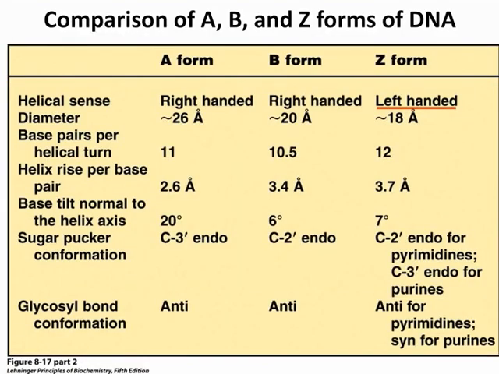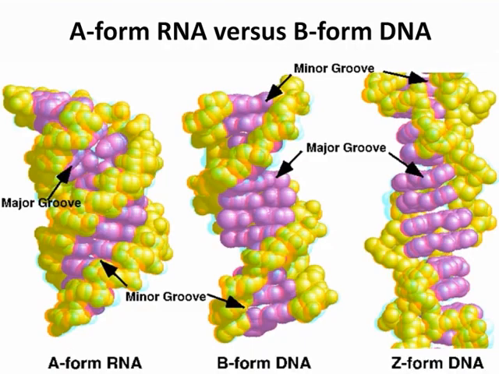This is just a table comparing the 3 forms of DNA. It's also your learning objective 5, so memorize this table. He can really ask anything about it. For example, A form is a right-handed helix with 11 base pairs per turn and 2.6 angstroms between base pairs. So this is still going off learning objective 5, comparing RNA forms and DNA forms.